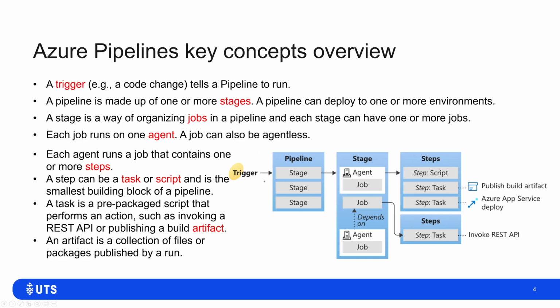Once there is a trigger, the job is sent to the pipeline, and the pipeline is made up of one or more stages. You can define the build stage, the test stage, and the deployment stage, and then it can deploy to one or more environments. Each stage has multiple jobs; you can organize different jobs in the same stage, and each stage has one or more jobs.